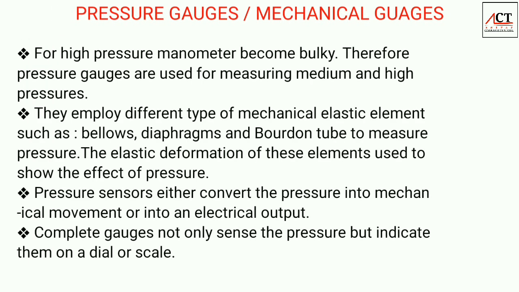The next is mechanical gauges. For high pressure, manometers become bulky. Therefore, we use mechanical gauges for measuring medium and high pressures. They employ different types of mechanical elastic elements such as bellows, diaphragms, Bourdon tubes, etc. to measure pressure. The elastic deformation of these elements is used to show the effect of pressure. The pressure sensors either convert the pressure into mechanical movement or into an electrical output. The mechanical gauges not only sense the pressure but also indicate it on a dial or a scale.